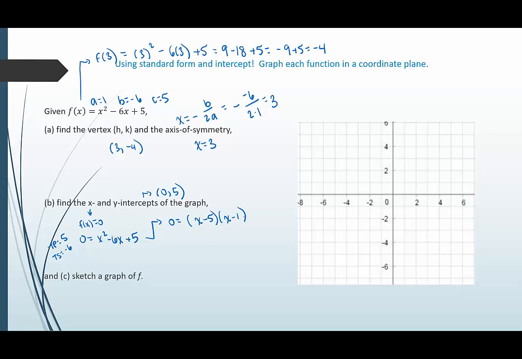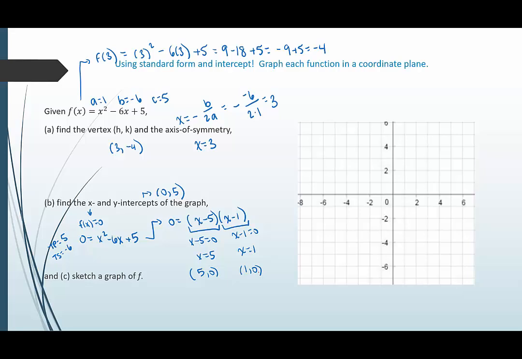Once it's in factored form, now we set each factor equal to 0. x minus 5 equals 0, so x equals 5. That's the ordered pair 5, 0. And this one, x minus 1 equals 0, we would add 1 to both sides and get x equals 1. That's x is 1, and our output is 0. Now we're going to put all of this information on the graph. So we now know 4 points of this graph.